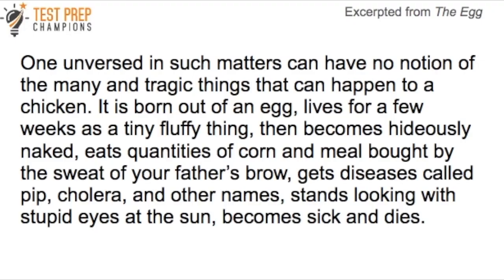I don't. One unversed in such matters can have no notion of the many and tragic things that can happen to a chicken. It is born out of an egg, lives for a few weeks as a tiny fluffy thing, then becomes hideously naked, eats quantities of corn and meal bought by the sweat of your father's brow, gets diseases called pip, cholera, and other names, stands looking with stupid eyes at the sun, becomes sick, and dies.